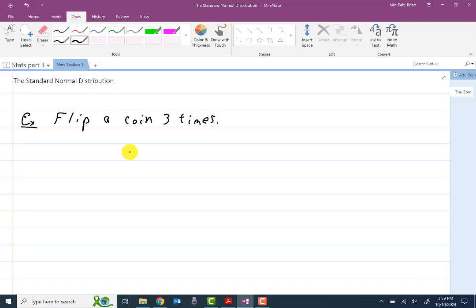What I want to do is make a probability distribution table for this. So x can be anything from 0, 1, 2, or 3. X equals the number of heads. So that's what I'm going to keep track of here.